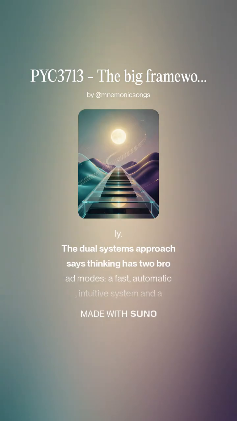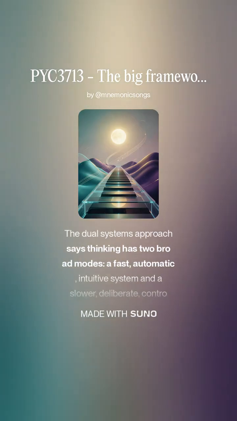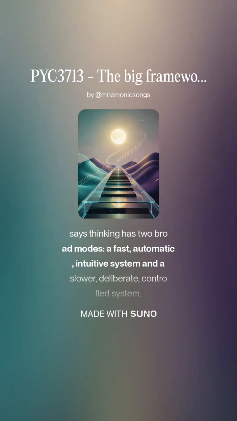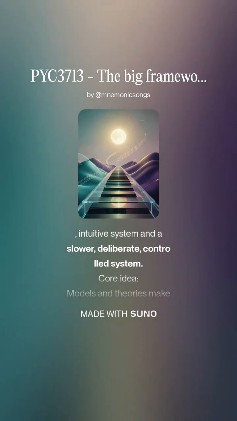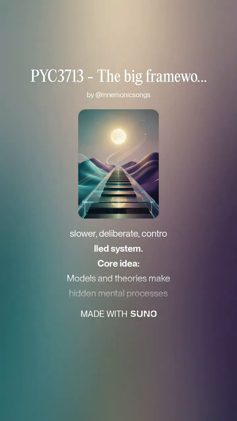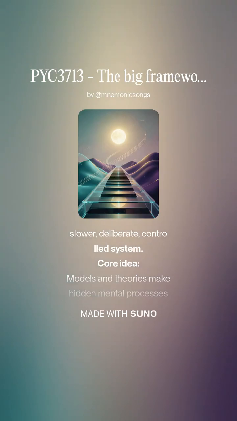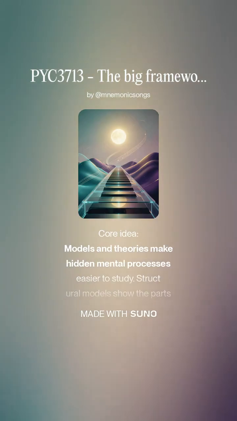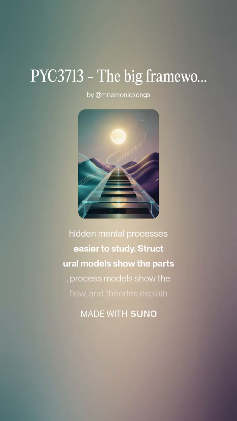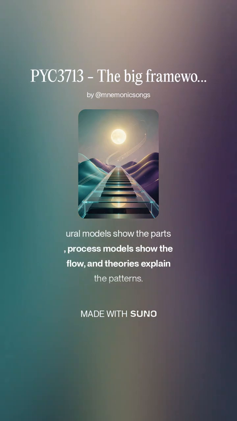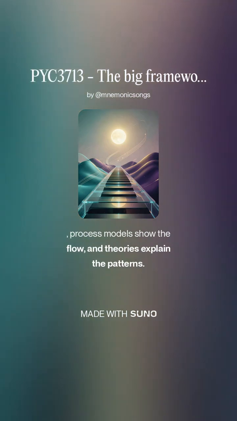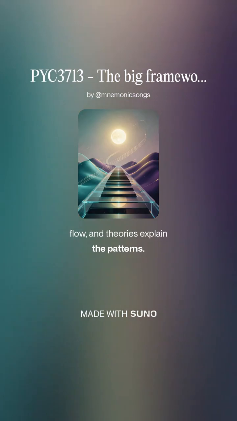The dual systems approach says thinking has two broad modes: a fast, automatic, intuitive system and a slower, deliberate, controlled system. Core idea: models and theories make hidden mental processes easier to study. Structural models show the parts, process models show the flow, and theories explain the patterns.